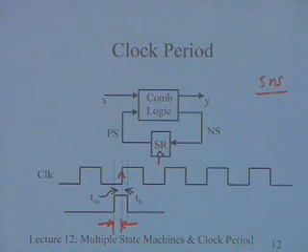Similarly, there is also a hold time, typically much smaller than the setup time, and in some flip-flops it may even be 0. But this hold time essentially implies that for a certain period of time after the clock edge comes, input should still not change.